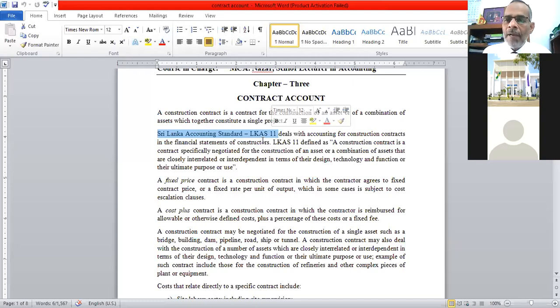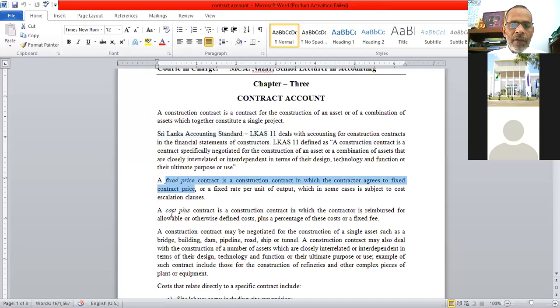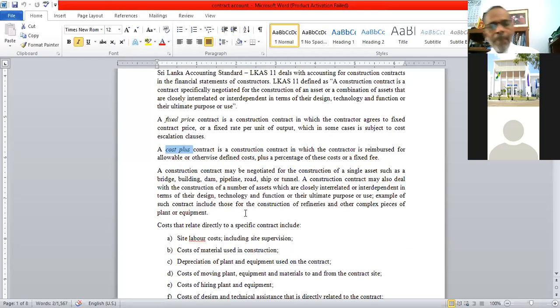Say for example, we are doing the building for a school. Therefore, the particular school or education ministry is the contractee. The contractor, VTV Construction, is a contractor. The contractee is the education ministry or another particular school. The contractor and contractee agree on the fixed price or they will go for a cost plus contract price. Up to now, you have to understand what is meant by the contract.